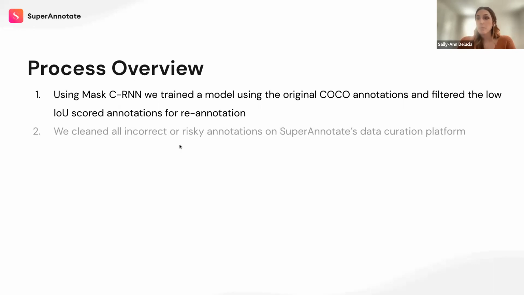Then we cleaned all incorrect or risky annotations on our platform, leveraging our vector editor and explore tool. Our explore tool really allows you to have full control over your data set. As I mentioned, you can query and filter items there, and it makes it really easy also to spot check and QA your data as well. And then our vector editor, of course, makes it easy to adjust those annotations. So we don't need to annotate from scratch. We were able to take the annotations that were provided and clean them up, and in the cases where they were incorrect, we were able to fix them.